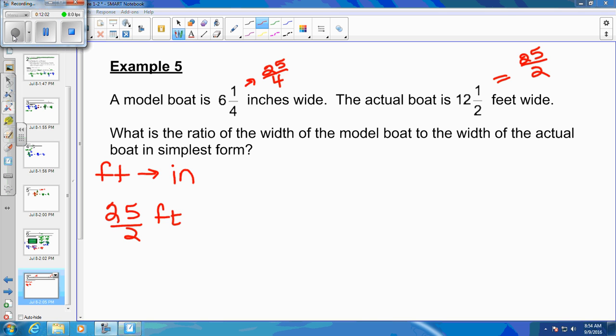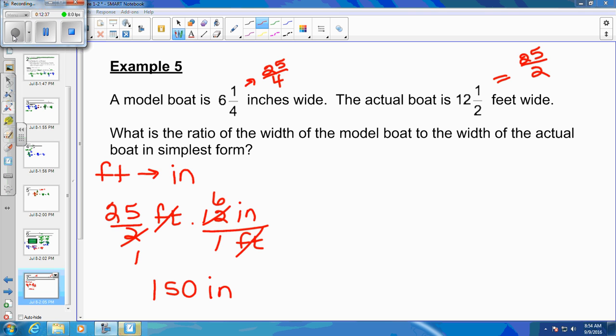Inches is my new unit, so my inches have to go in the numerator. My feet have to go in the denominator. There's 1 foot for every 12 inches. My feet simplify. I have a numerator of 12 with a denominator of 2, and I'm multiplying, so I can simplify those. 2 goes into 2 once. 2 goes into 12 6 times. 25 times 6 is 150. So I have 150 inches.